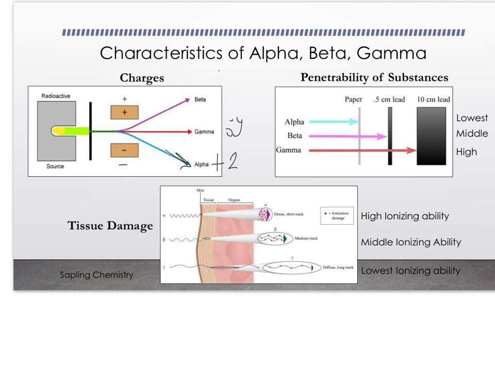So you need to be familiar with the charges of all three particles. The charge of the beta is -1, like an electron, the charge of gamma is 0, and the charge of your alpha is a positive 2.